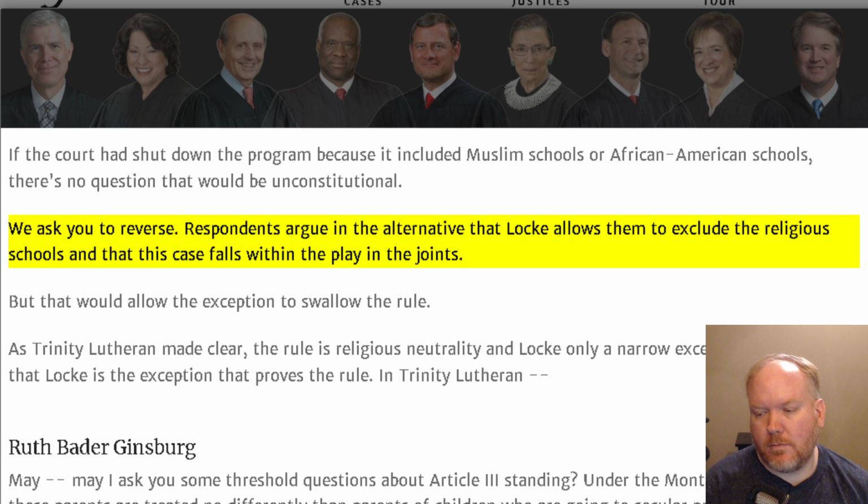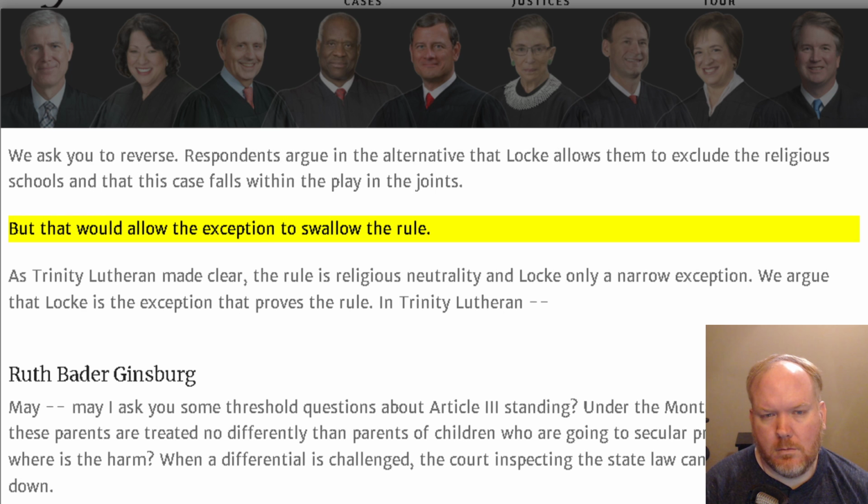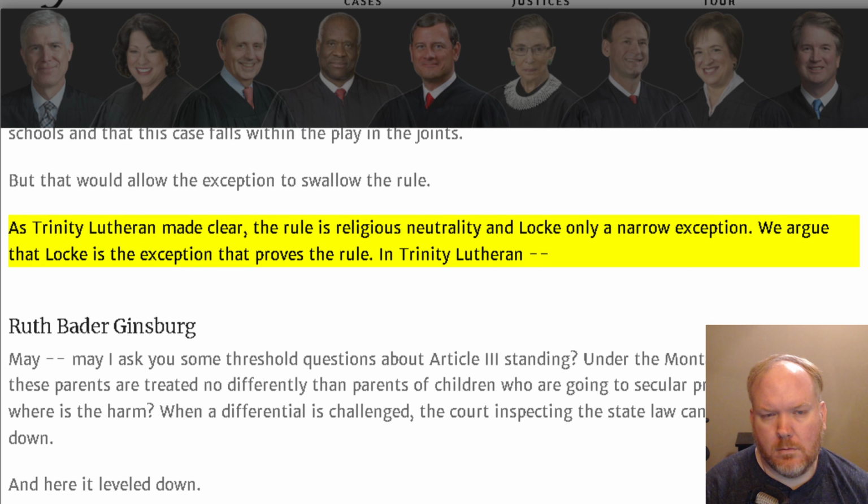We ask you to reverse. Respondents argue in the alternative that Locke allows them to exclude the religious schools and that this case falls within the play in the joints. But that would allow the exception to swallow the rule. As Trinity Lutheran made clear, the rule is religious neutrality and Locke is only a narrow exception. We argue that Locke is the exception that proves the rule.